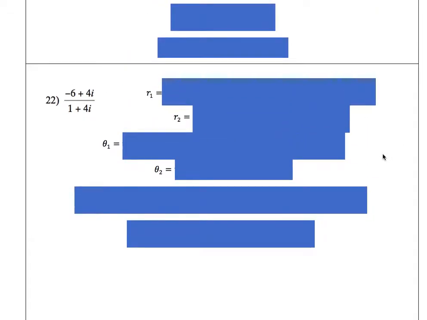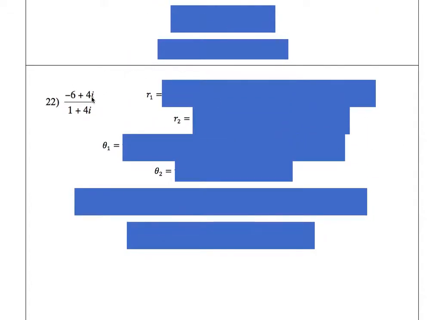All right, so number 22. We have a complex solution divided by another complex solution, okay? Again, we're going to have to find our radius for the top formula and our radius for the bottom one. So R1 is going to be for the top, R2 is at the bottom, and we're also going to have to find theta 1 and theta 2.